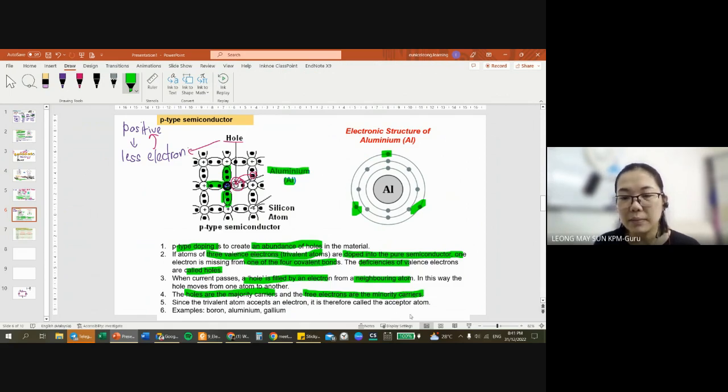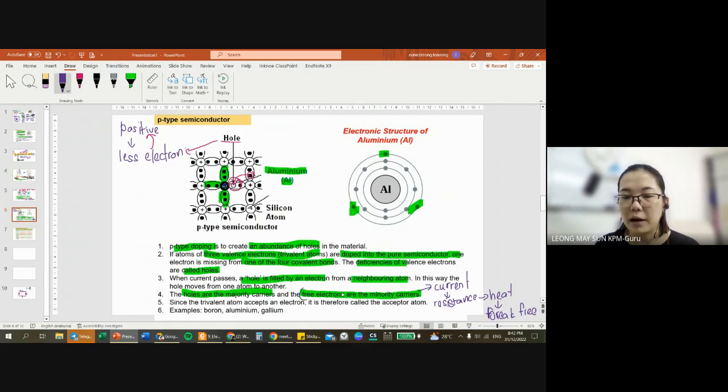Why are free electrons still present as minority carriers? Same concept as what I mentioned just now. When there's current, there is going to be resistance, and the resistance will cause heat. The heat will be absorbed by the electrons, causing them to break free from the covalent bond. Those electrons are the free electrons, the minority carriers. So that's the reason why p-type semiconductors still have holes and still have free electrons.